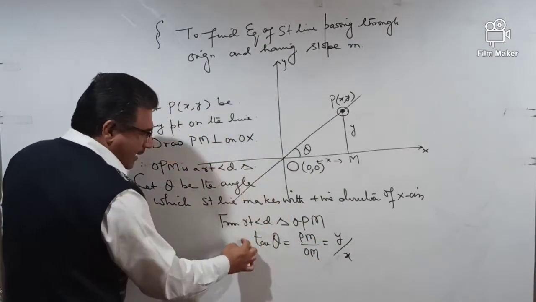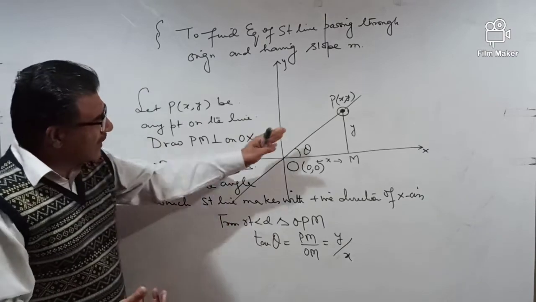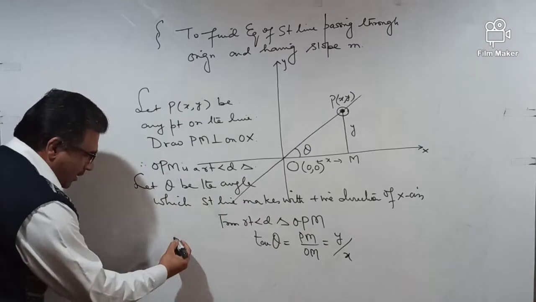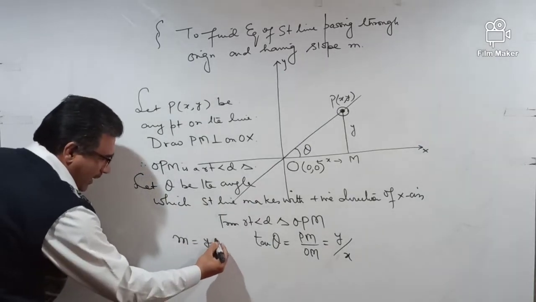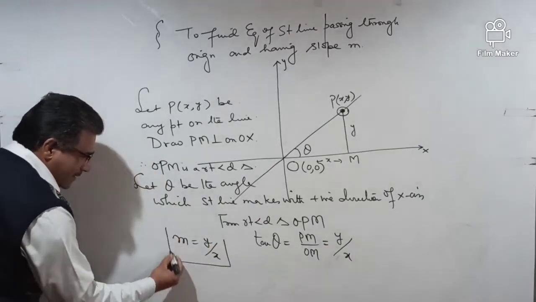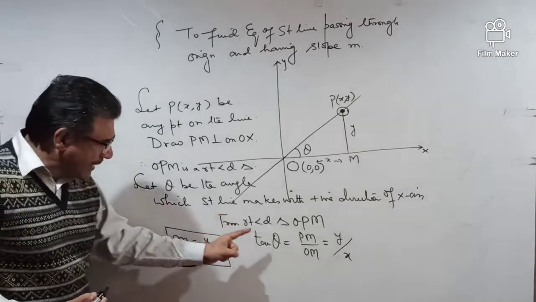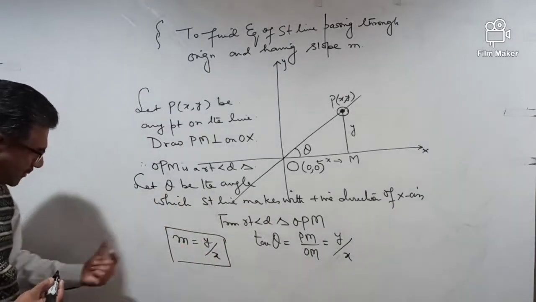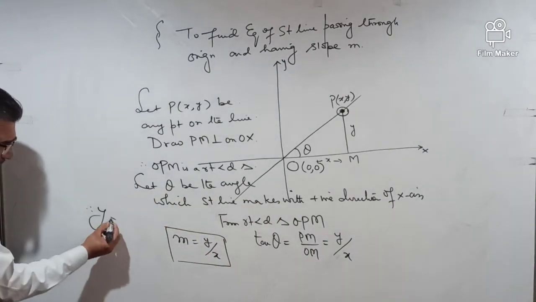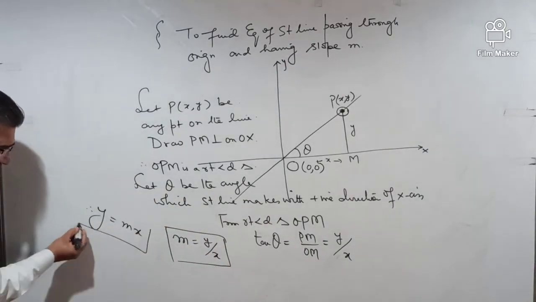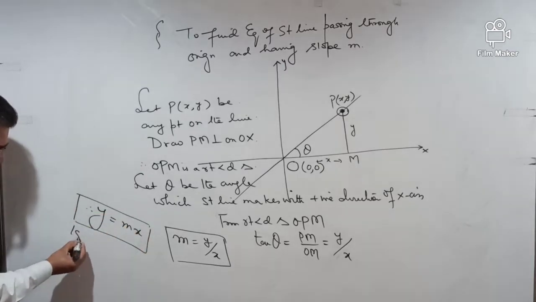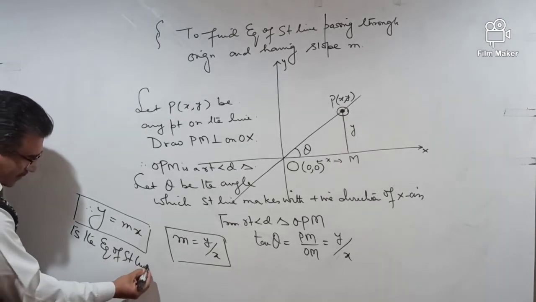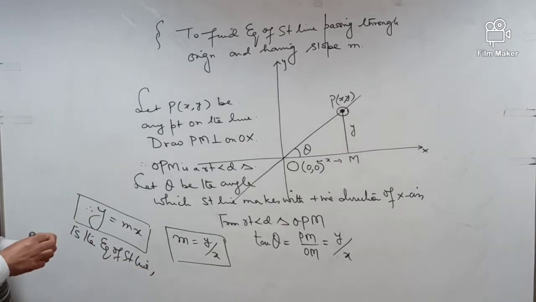Now what is tan theta? Tan theta represents slope of a line. But slope of a line is m. So instead of tan theta, I can write m. So I can write m is equal to y by x. मैंने tan theta की जगह m लिखा, is equal to y by x. Cross multiply. That is y is equal to mx. So what is y is equal to mx? Y is equal to mx is the equation of straight line. This is the required equation of the straight line.